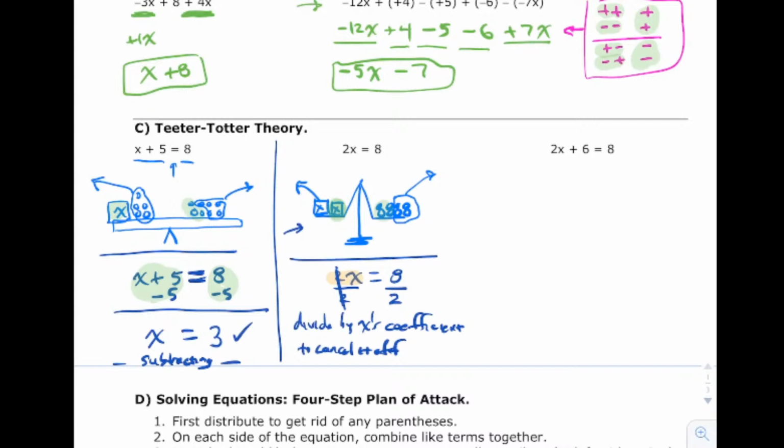But here, we're dividing by x's coefficient on both sides. And notice what it leaves you. 8 divided by 2 is indeed 4. And so you get the right answer. Cool. And those are your 2 main moves.